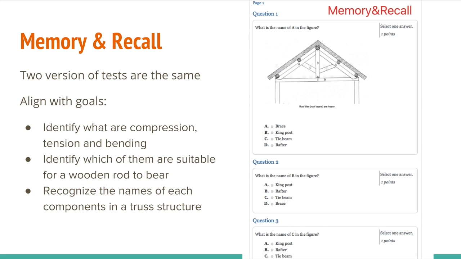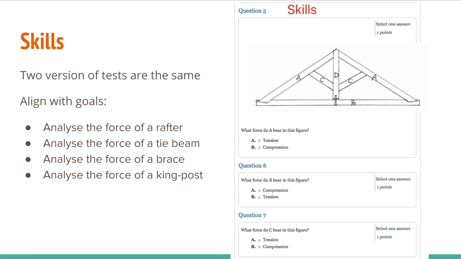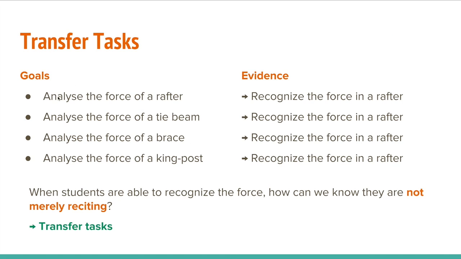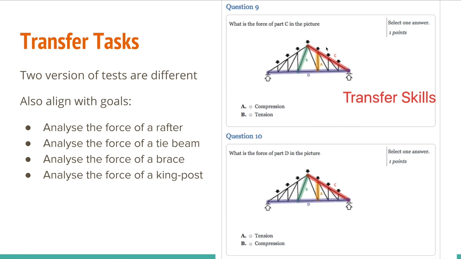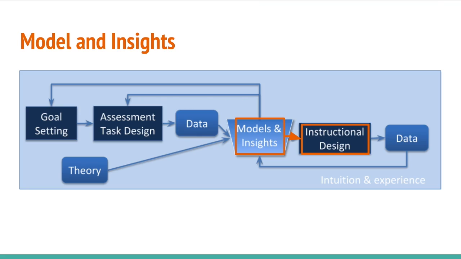So for the memory and recall part, the two versions are the same and they are aligned with our goals. For the skill part, the two versions are still the same and they're aligned with the goals, because our goal is to analyze the force of something. However, the only evidence we can see is to recognize the force in something. So when the students get it correct in recognizing something, how do we know students really understand but are not merely reciting? For this, we rely on the transfer test, which is to give them a different truss structure like they have never seen in instruction and ask them to analyze it. And this is the part where the two versions of tests are different. And also they are aligned with the goals.